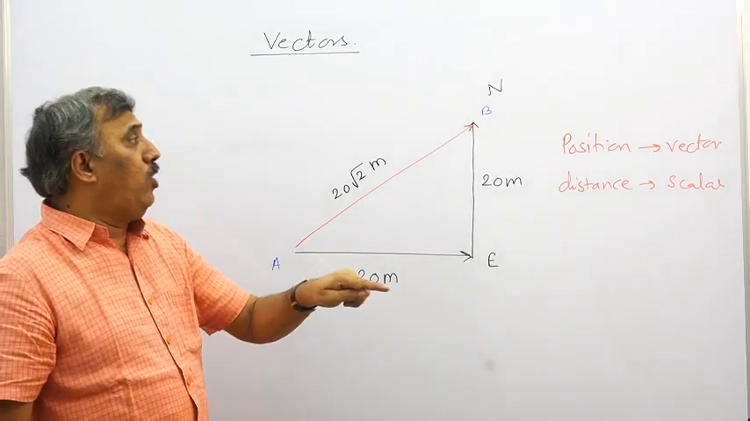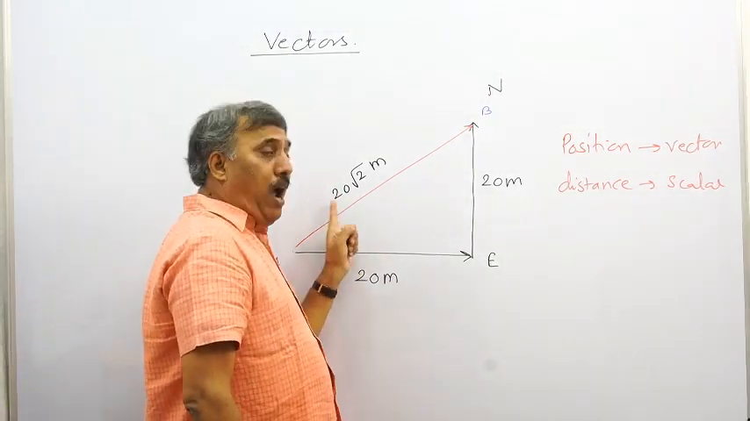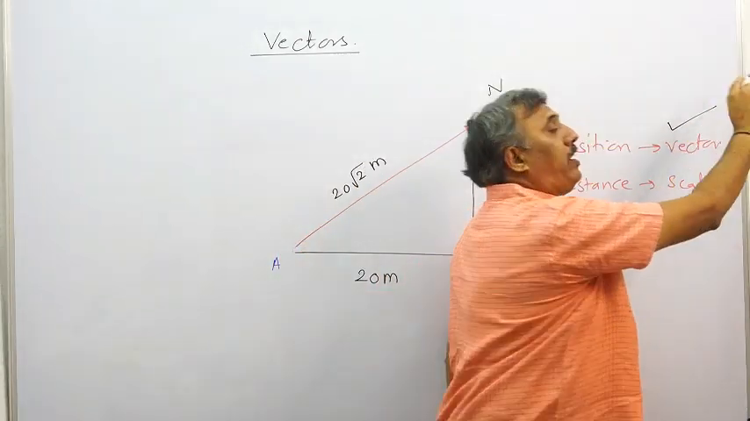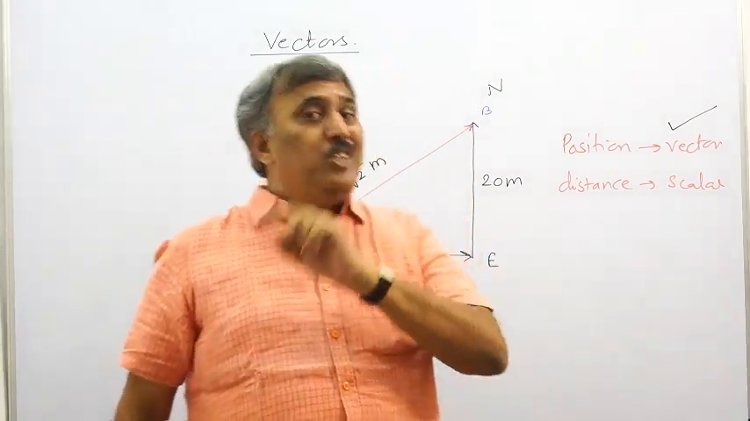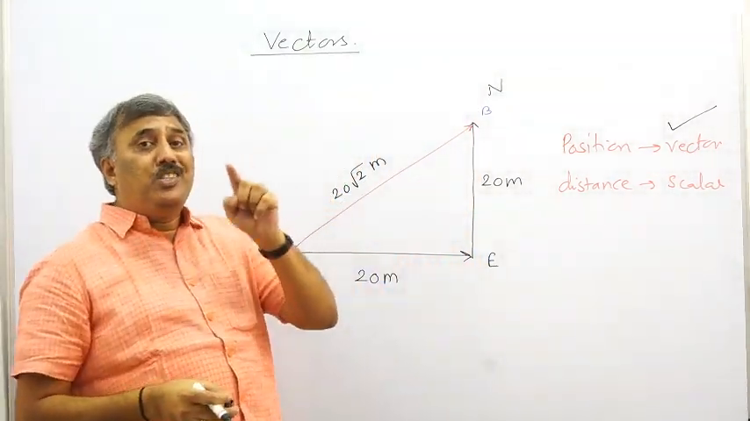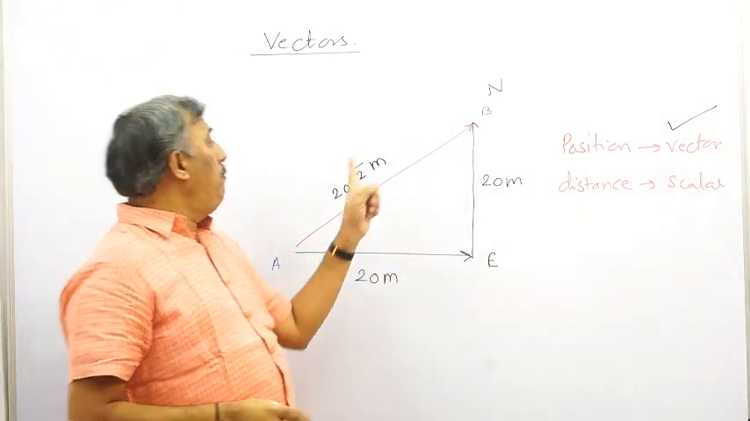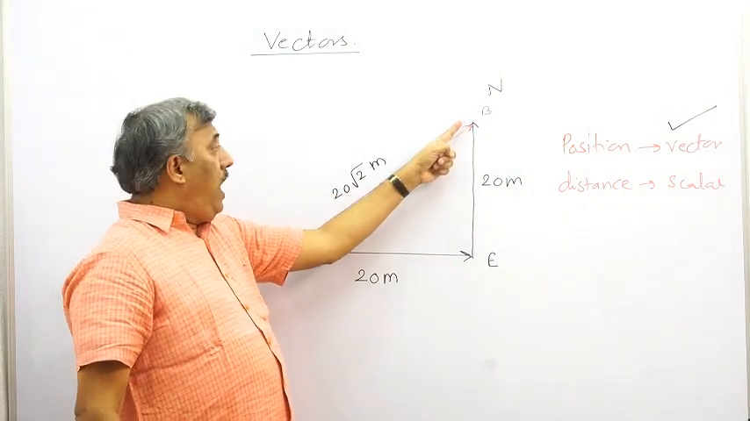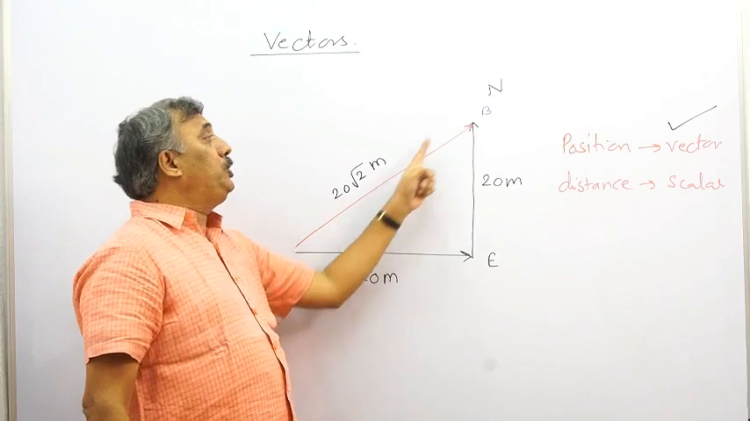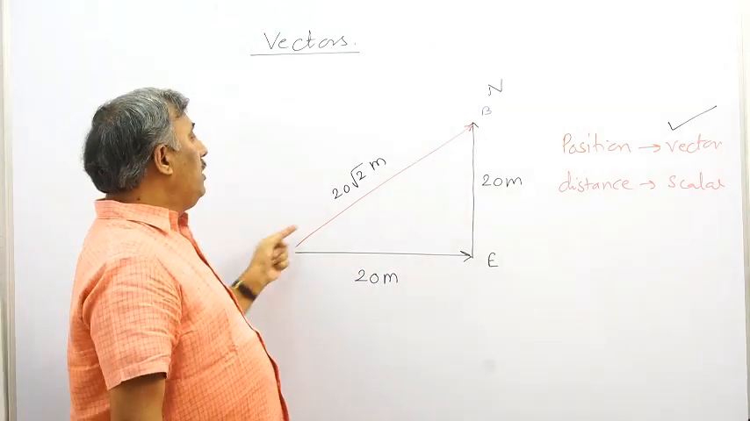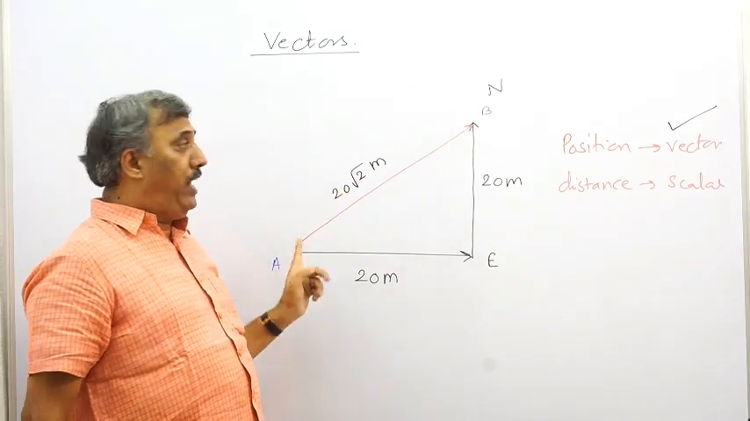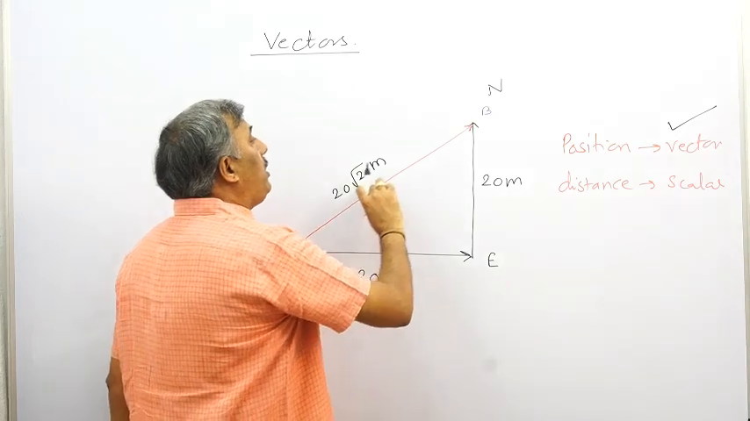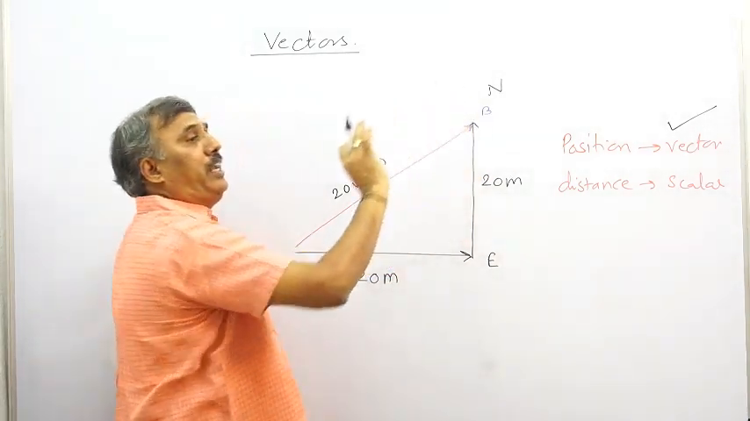A physical quantity which has magnitude as well as a direction is known as a vector quantity. So what is a vector? Vector is a physical quantity which has magnitude as well as direction. Arrow gives you direction and length gives you magnitude of that physical quantity. So here the position of that particle or body which travels from A to B is 20 root 2 meter. Arrow gives you direction.